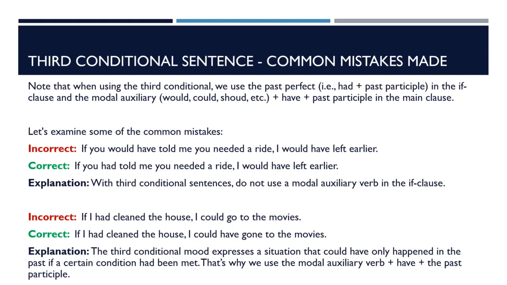With third conditional sentences, do not use a modal auxiliary verb in the if clause. Let us see the second example. Incorrect sentence: if I had cleaned the house, I could go to the movies. Correct sentence: if I had cleaned the house, I could have gone to the movies. The third conditional mood expresses a situation that could have only happened in the past if a certain condition had been met. That's why we use a modal auxiliary verb plus have plus the past participle.